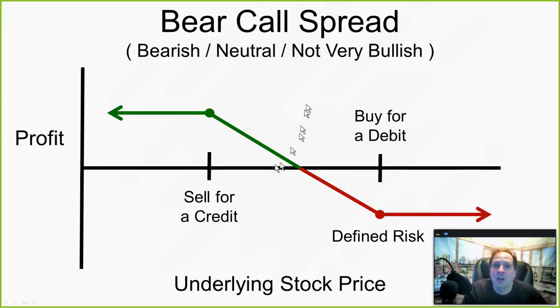And this is called a spread. What's happening here is that if the stock price moves down, you make a defined profit, and if the stock price moves up, you have a defined loss, and that's why we call it a spread.